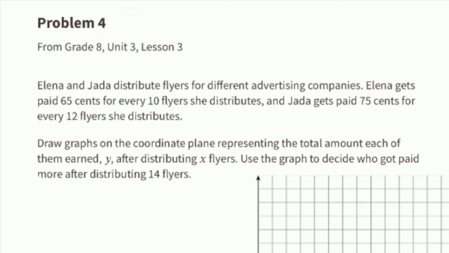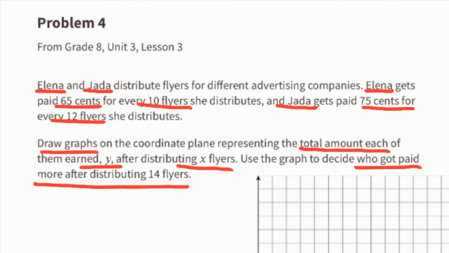Problem number 4 from 8th grade, Unit 3, Lesson 3. Elena and Jada distribute flyers for different advertising companies. Elena gets paid 65 cents for every 10 flyers she distributes, and Jada gets paid 75 cents for every 12 flyers she distributes. Draw graphs on the coordinate plane representing the total amount each of them earned, y, after distributing x flyers. Use the graph to decide who got paid more after distributing 14 flyers.